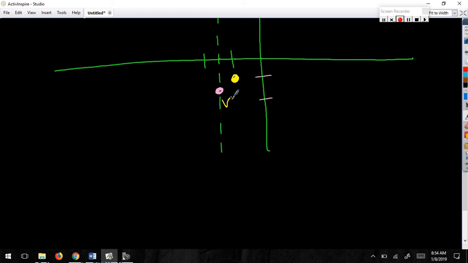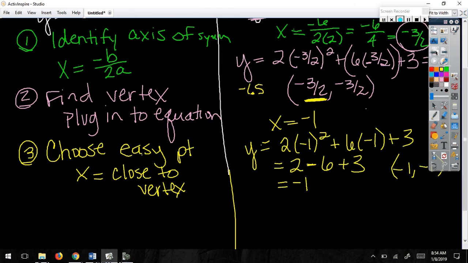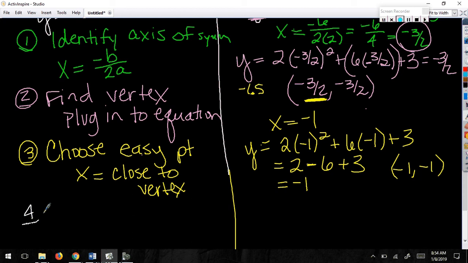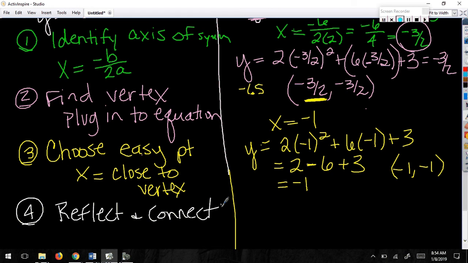If this parabola is symmetric and I have one point, can you find the third point? Yes. How? Just reflect it over that axis of symmetry. So the very last step, I call reflect and connect. I came up with that all by myself too.